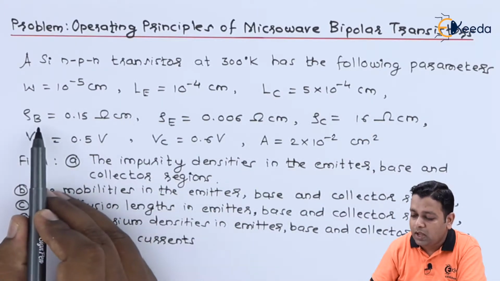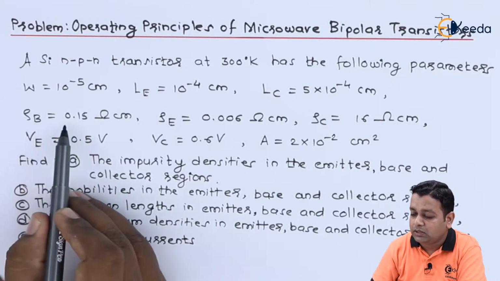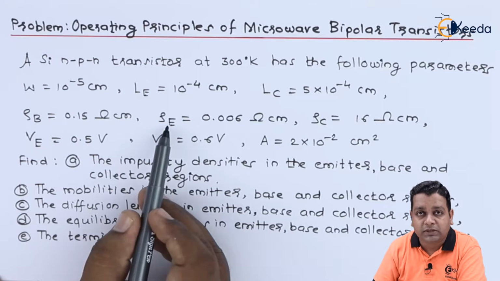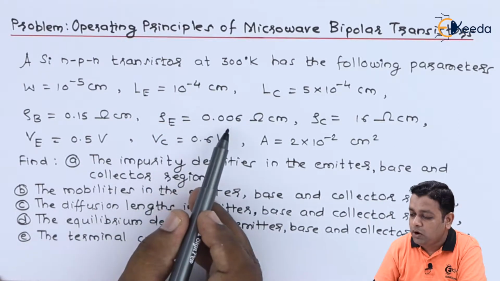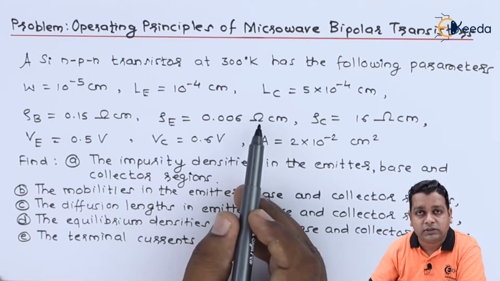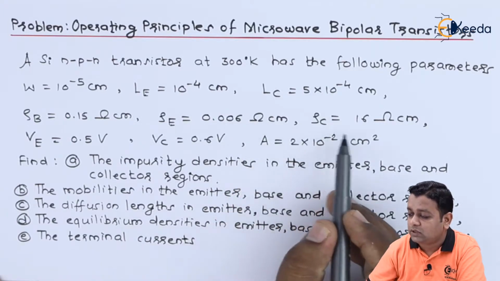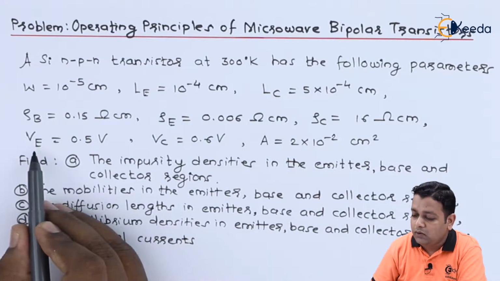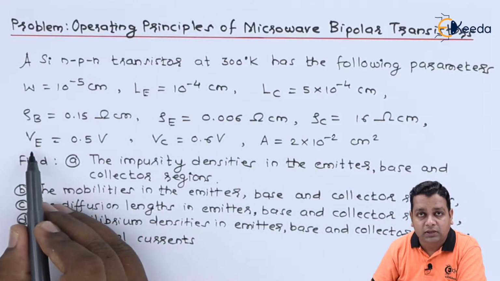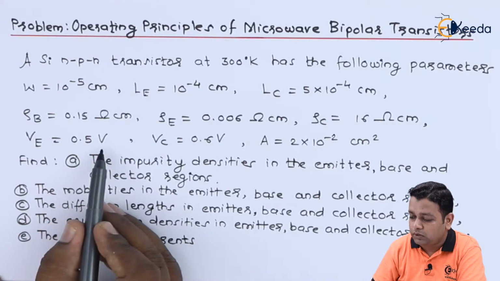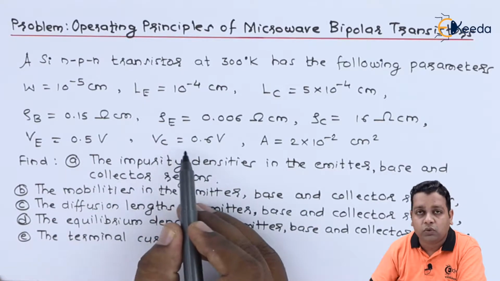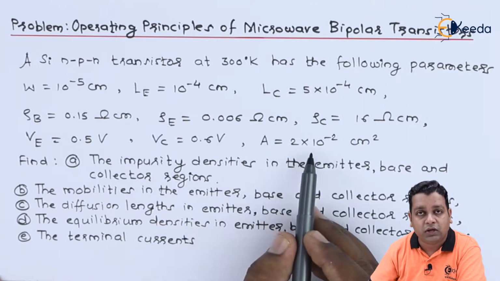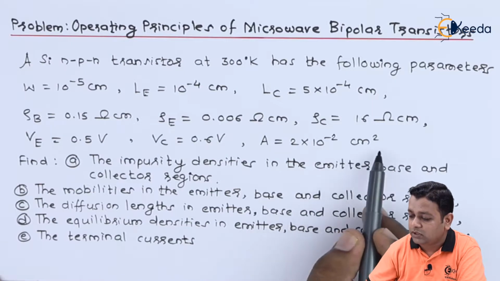Next to that, we have here rho suffix B, equal to 0.15 ohm centimeter. Rho suffix E is equal to 0.006 ohm centimeter. Rho suffix C is equal to 16 ohm centimeter. Next to that, we have capital V suffix capital E equal to 0.5 volts. V suffix C is equal to 0.6 volts. And capital A is given as 2 into 10 raised to the power minus 2 centimeter square.